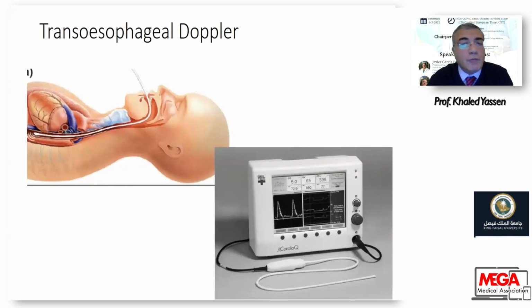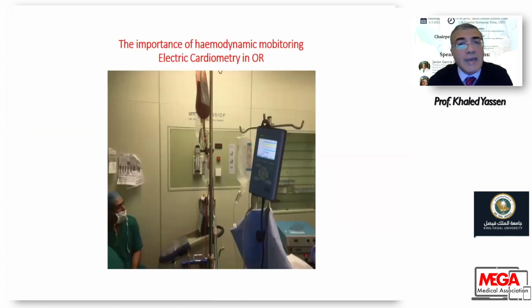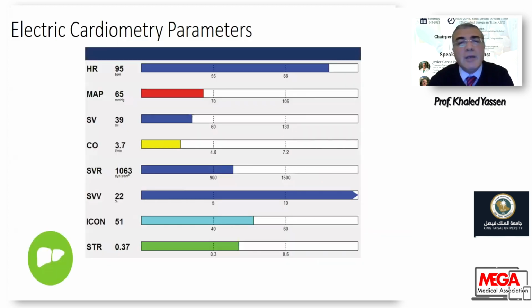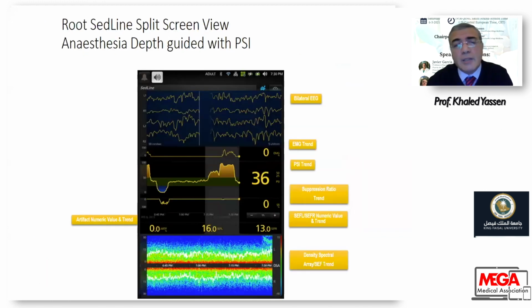We use transesophageal Doppler in our institute to monitor hemodynamics, which is very good for us. We use it for cardiac output monitoring, systemic vascular resistance monitoring, and guiding fluid management. But you can also use electrocardiometry, which we are working now on a study evaluating the importance of electrocardiometry as a non-invasive and a cheap way of monitoring your cardiac output.